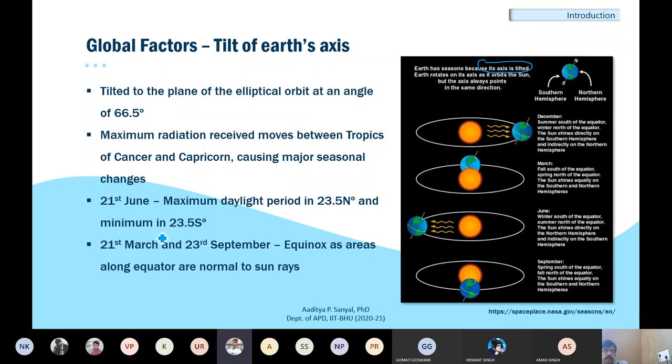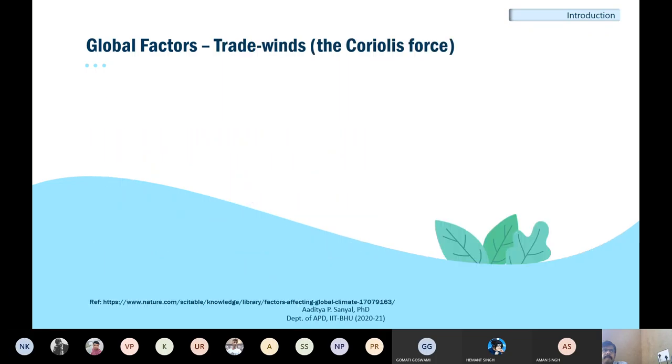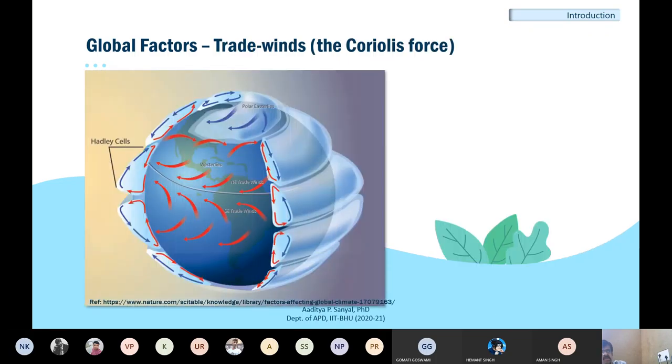And therefore, 21st June is the maximum daylight period at 23 degrees north and minimum at 23 degrees south. And with this daylight period, overall you are getting these seasonal variations. On 21st March and 23rd September, the equinox, areas along the equator are normal to the sun's rays. All because of this tilt of Earth's axis.